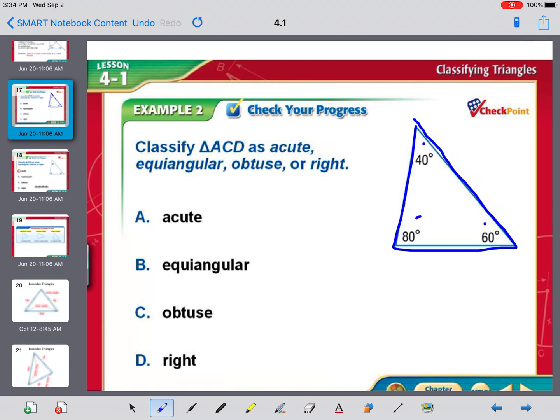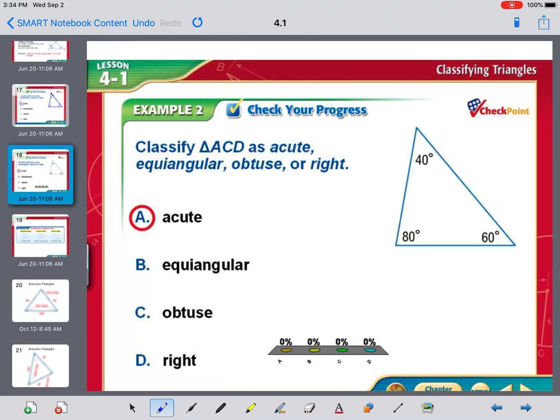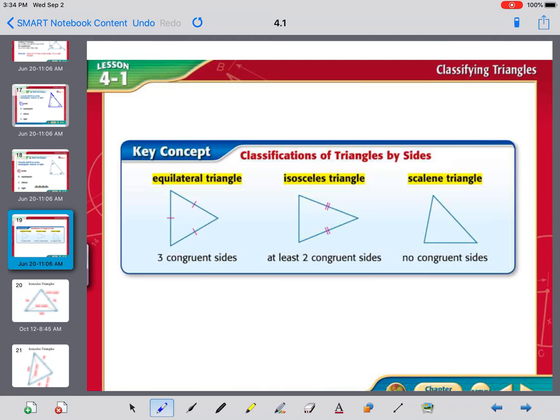Classify triangle ACD. They didn't label this, but I imagine they mean the whole thing because that's the only triangle. I see. And since all 3 angles are acute, less than 90, the answer is acute.